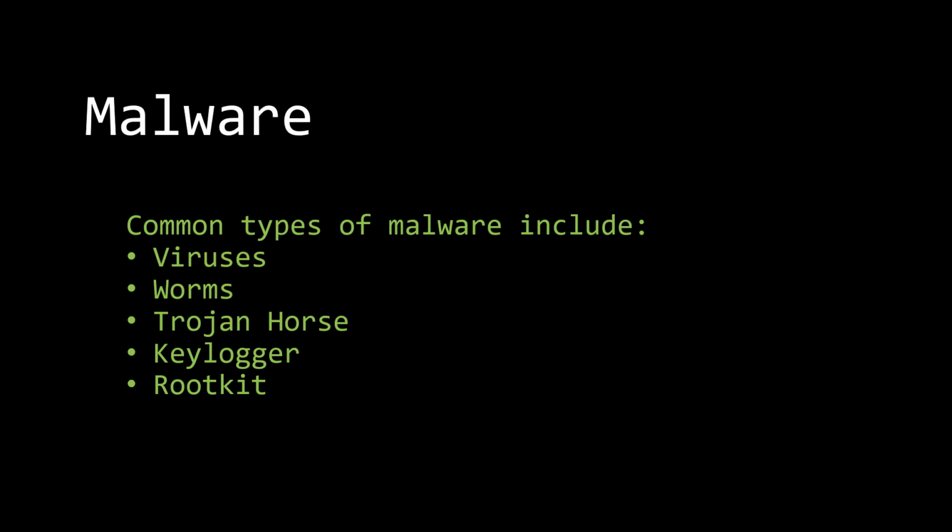Malware defines any program or code that's designed to do something on a system or network that you don't want done. Malware comes in a variety of guises, including viruses, worms, Trojan horses, keyloggers, and rootkits. So let's get into a few of these.